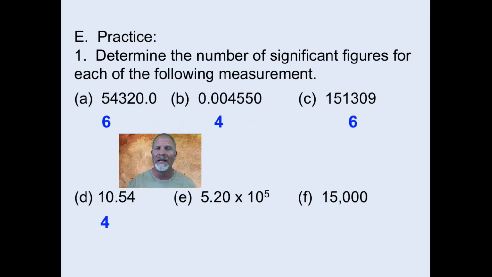10.54 has 4. Now scientific notation, very, very beneficial. If a number is put in scientific notation, you don't have to worry about the rules. That's beautiful. You just count the number given to you. So I have the 5, I have the 2, and a 0. All 3 of them are significant. And the 15,000, that's where we ran into ambiguity. So we just say 2 sig figs.